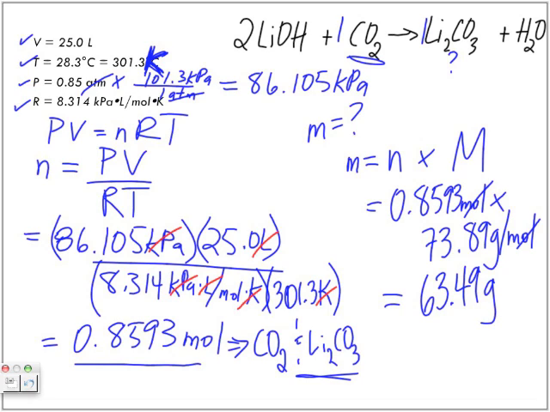63.49 grams. The least number of significant digits in my question is 3. So I want the 63.4, but I look at that number right after it. Actually, no, what are the least numbers? No, 2. I want 2 significant digits, so let me use a different color. So I want these 2. I look at the 4, and that 4 doesn't change anything. So the mass of the lithium carbonate is 63 grams. So the mass of the lithium carbonate that's produced is 63 grams.